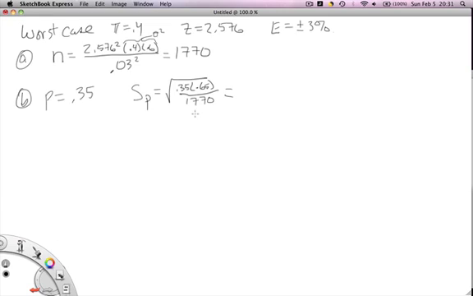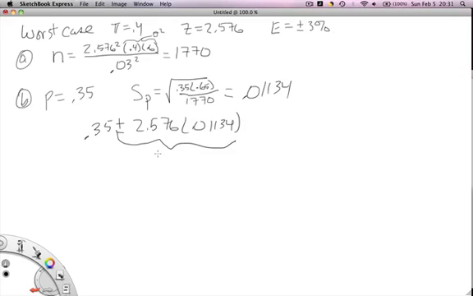Here it is, 0.01134, about 1%. Now let's go find the confidence interval. So it's 0.35 plus or minus 2.576 times 0.01134. This chunk right here is your margin of error. So the margin of error works out to be plus or minus 0.0222. Now notice we met our goal. Our goal is that we needed a margin of error plus or minus 3%. Well, we're well below that.